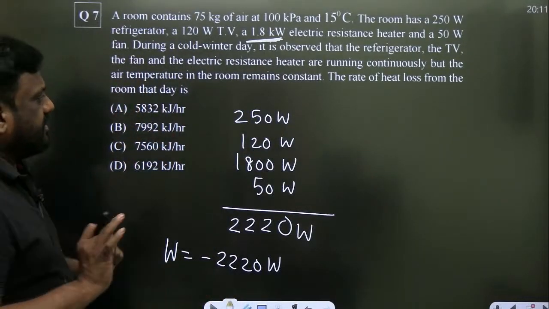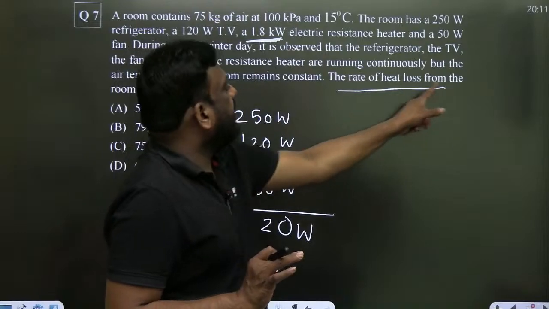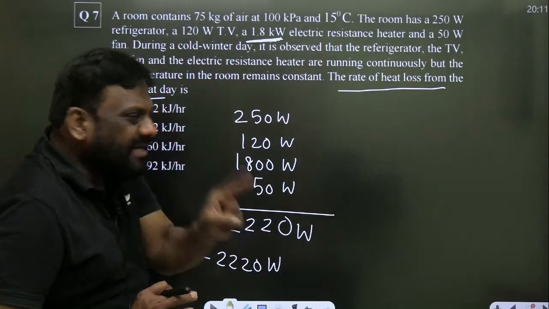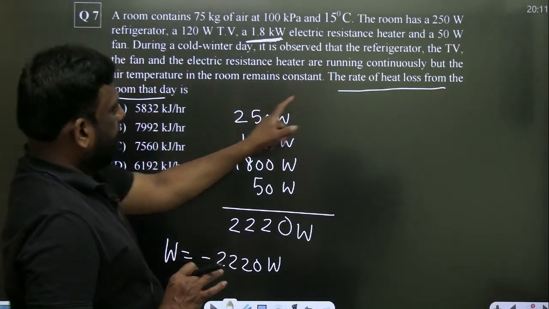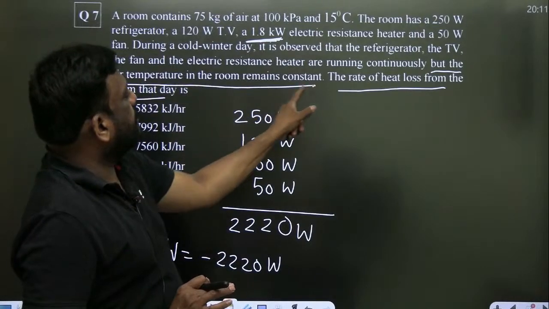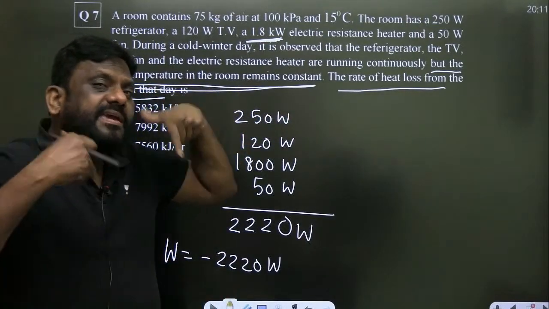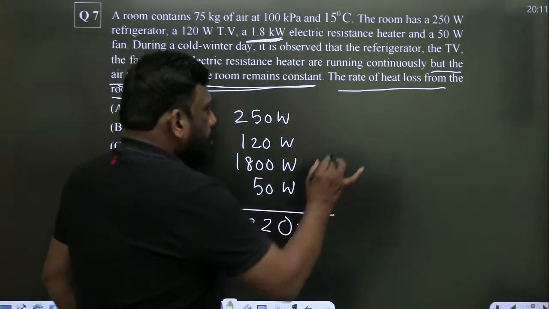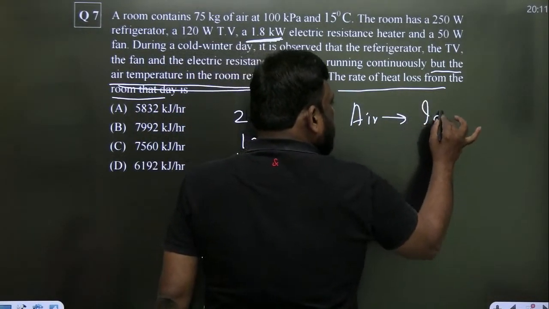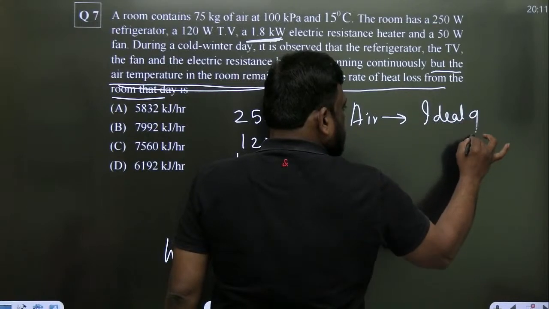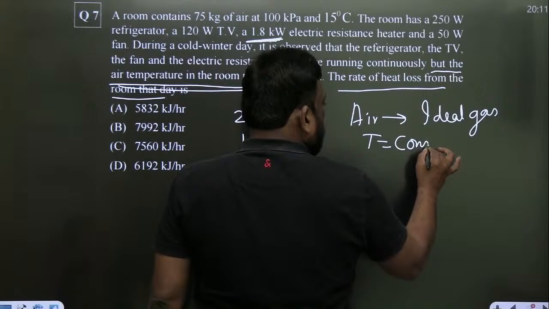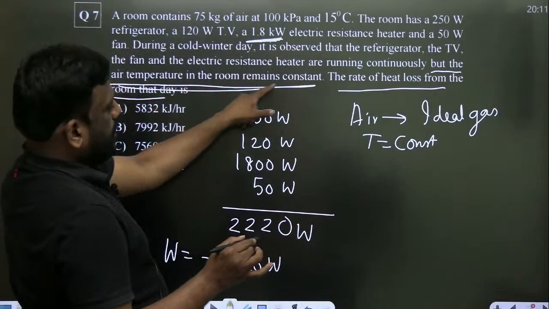This is a very good question, sir. What is the rate of heat loss from the room? But one sentence is given. What is that sentence? But the temperature in the room remains constant. What is in the room? Air. Air can be treated as an ideal gas. So the temperature is constant.